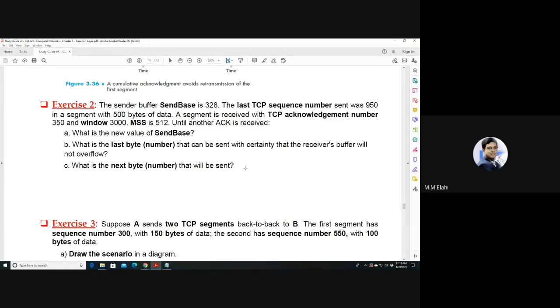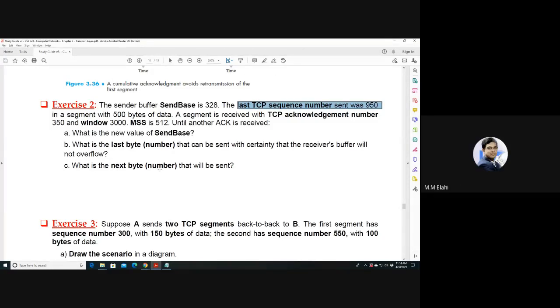So this question is basically about what will be the sequence number of the next segment. The next byte number that will be sent means the starting byte number, that is, the sequence number of the next segment. The last segment sent by the sender, you can see here, is sequence number 950 with 500 bytes of data, right? Don't worry about the acknowledgement. This is the case for the sender.